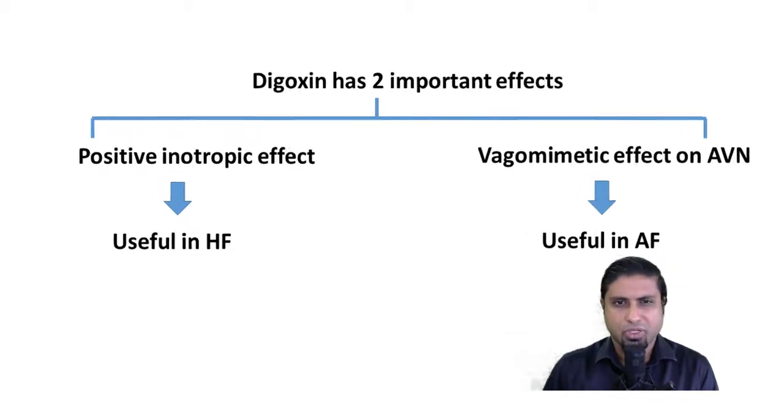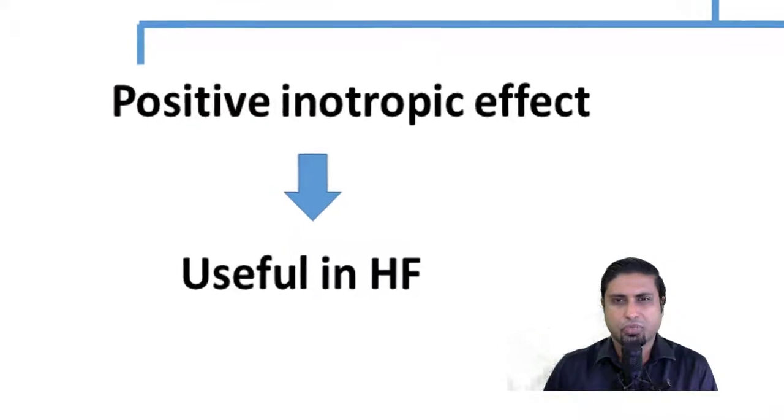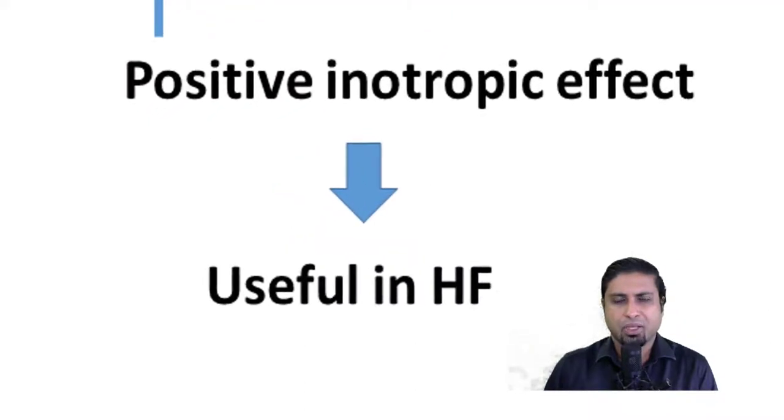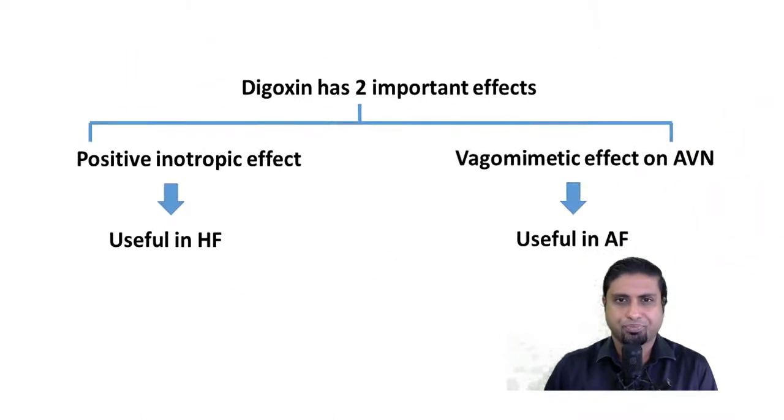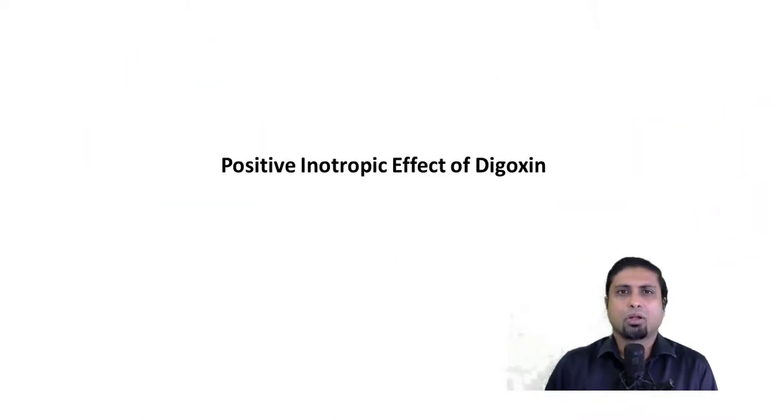Now let us focus our attention on the positive inotropic effect of digoxin, and let's try to see how digoxin produces an increase in the contractility of the heart. Right, so to understand the positive inotropic effect of digoxin, it's worth investing some time into trying to understand how a cardiac myocyte normally contracts and then relaxes in the absence of digoxin. Once we understand that, we would be able to appreciate the mechanism of digoxin much better.